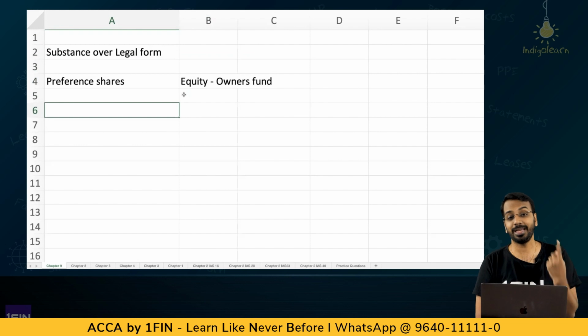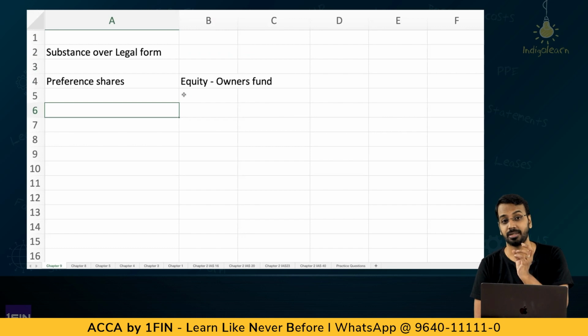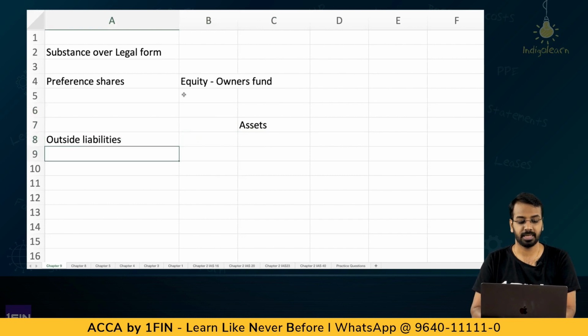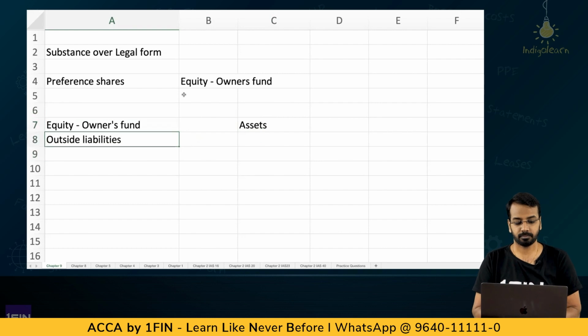Now if you have to redeem something mandatorily, then how can I call that person an owner? See, an owner is someone who should be the last one to exit. On one side I am saying the owner should be the last one, or equity is the residual interest. If you look at the balance sheet, you will have assets, outside liabilities, and equity or owner's fund. Owner's fund should be the last one that we repay, but then I am saying there is an owner called preference shares, which I have to repay earlier.